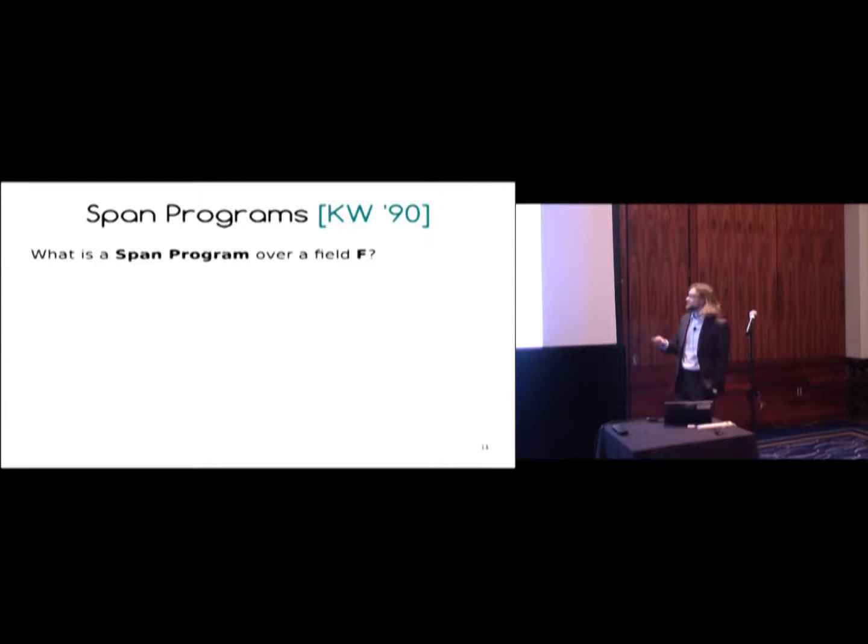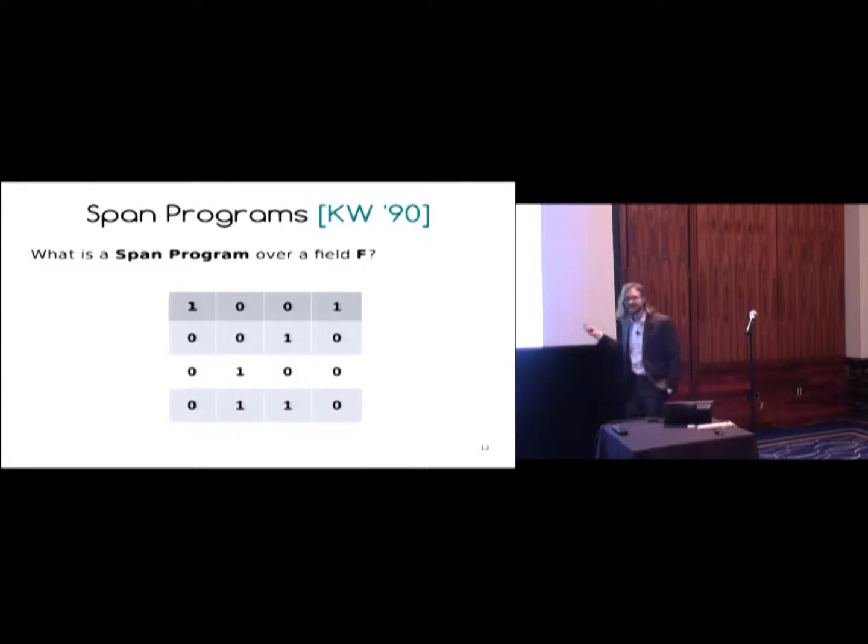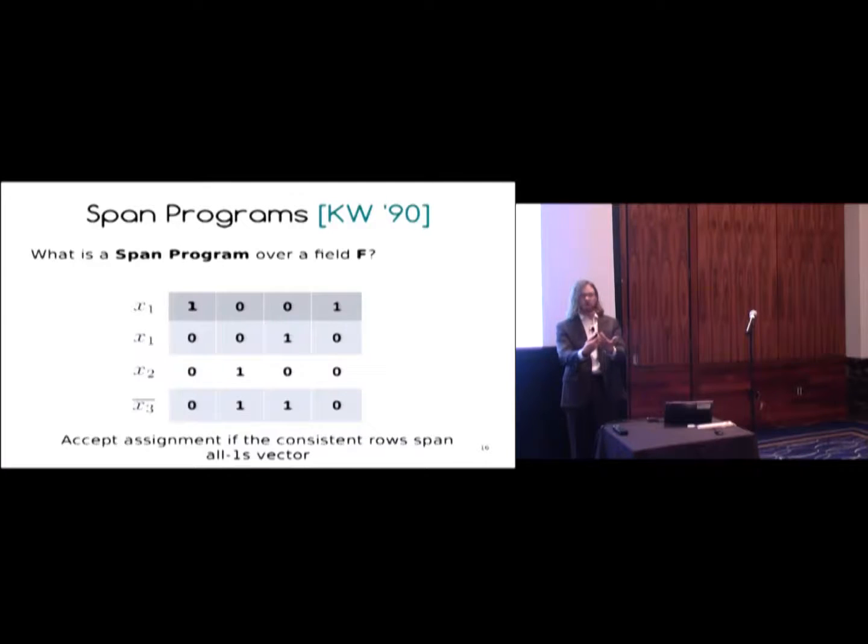A span program is basically just a matrix. So we start with a matrix A over F, here a matrix over any field. Now we label the rows of the matrix with input literals, so literals can be repeated or they can be negated. Given an assignment to the input literals, we accept if the rows consistent with the input span the all one vector.